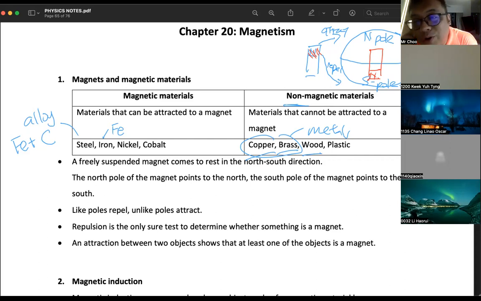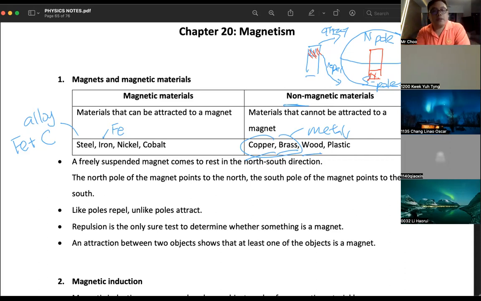The North Pole of the Earth is the magnetic South Pole. Okay, very good. Because sometimes even teachers also get confused. I'm not saying your teacher lah. But this is something that's not easy to understand. Okay, so your schools all taught this. Very good, well done.